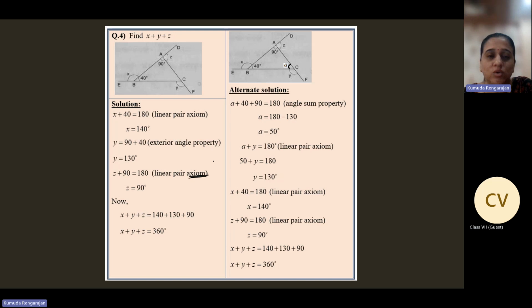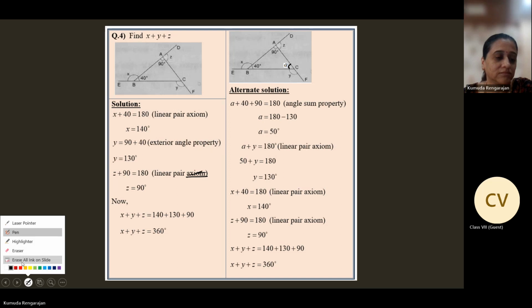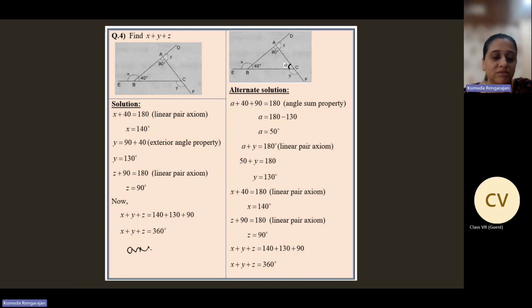See, the two terms are axioms and theorems. Theorems are statements that have proofs. Axioms are statements that are universally accepted even without a proof. All of us will believe it is true. When you can believe a statement without a proof, because it's universally accepted, it's an axiom. Theorems have proofs. Linear pair axiom, you can just say linear pair. You will learn about axioms and theorems later. Okay, ma'am.